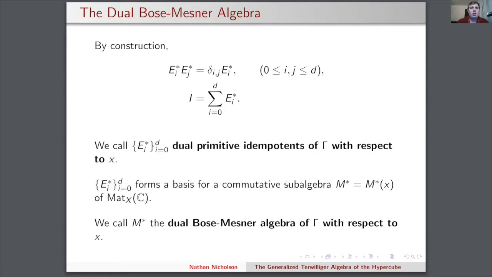So by construction, these follow very similar rules to our E_i's. They're mutually orthogonal idempotents, and they sum to the identity. So we call these the dual primitive idempotents of gamma with respect to our fixed vertex x. And so these form a basis for a commutative subalgebra called M star or M star x. And we call M star the dual Bose-Mesner algebra of gamma with respect to x.